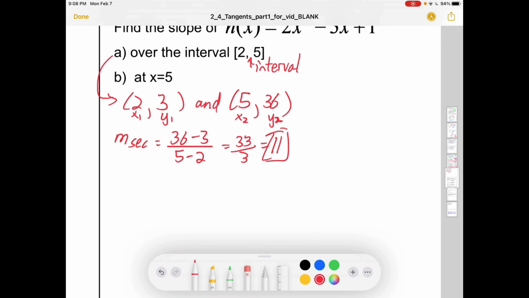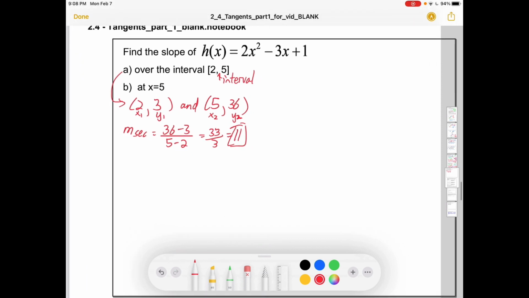No limits needed. If I want to find the slope of the tangent at x equals 5, so we have to infer here that it's the tangent slope, but it says at a number, not over an interval. So the slope of the tangent at x equals 5 is going to be the lim as h goes to 0. Now it's annoying here, this says h of x. Let's change it to f of x. That'll be f of 5 plus h minus f of 5 all over h.